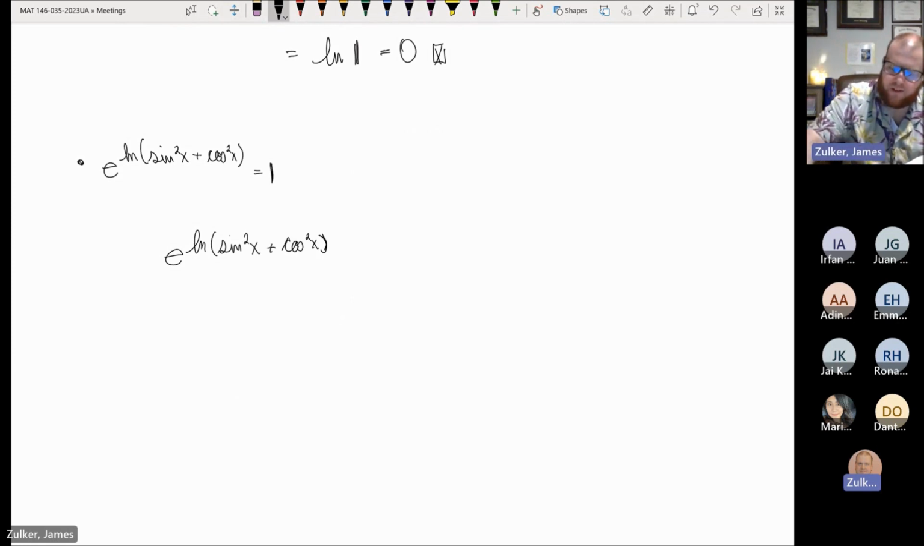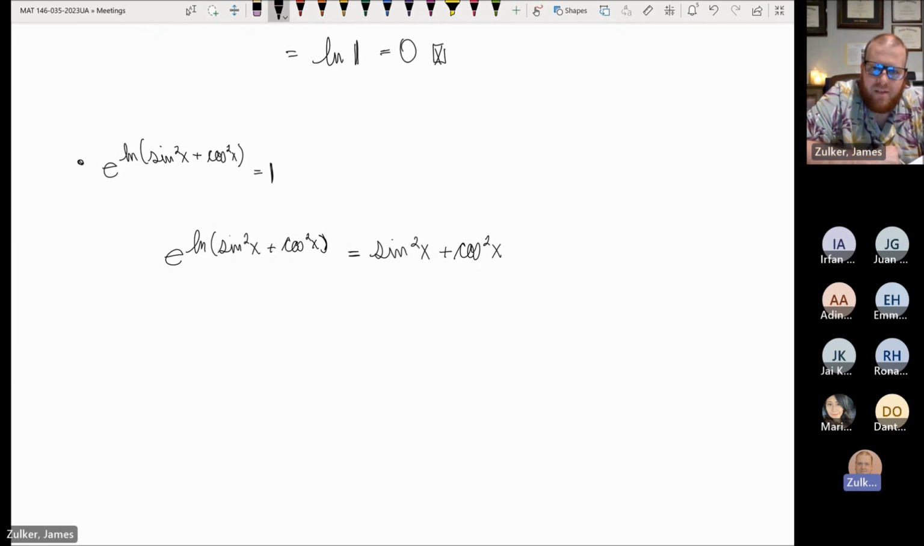This one is very straightforward. You take e to the log of something. Since it's an exponential base e and a logarithm base e, they will undo each other. And we're left with what we're taking the log of. And that is the Pythagorean identity, which is 1.